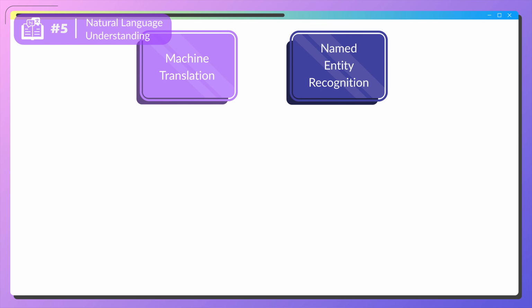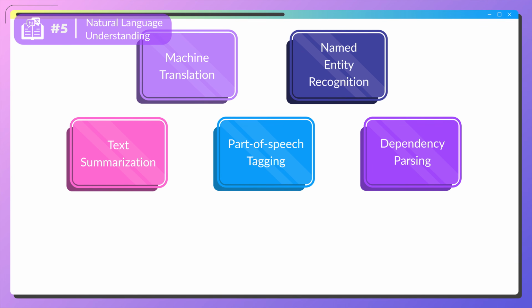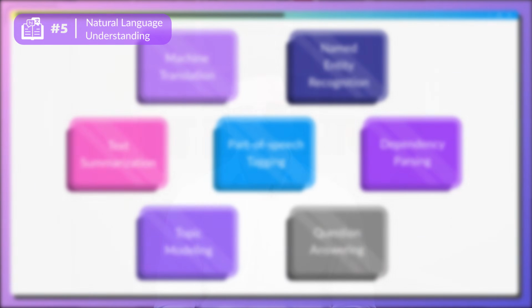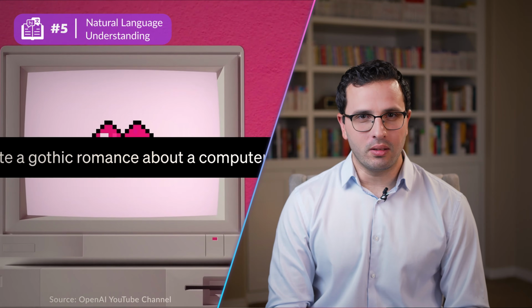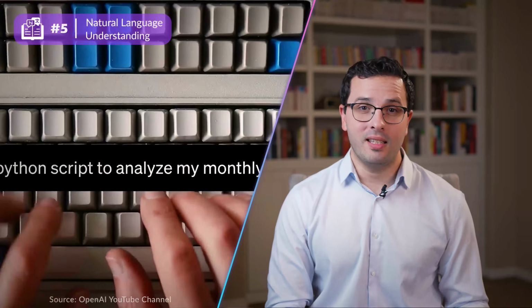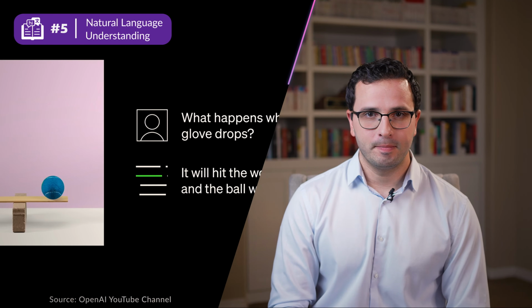In addition to these use cases, natural language processing involves a range of tasks that can help machines interpret and generate human-like language, including machine translation, named entity recognition, text summarization, part-of-speech tagging, dependency parsing, topic modeling, and question answering. As we conclude our discussion on natural language understanding, it's worth noting the impact of the recent advancements in large language models like GPT-4. These state-of-the-art models have significantly enhanced AI systems' abilities for understanding and comprehension when dealing with text data.